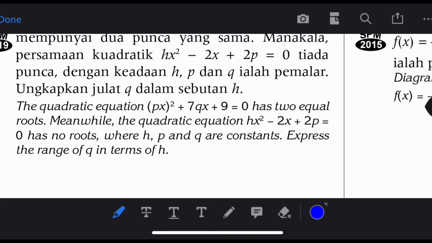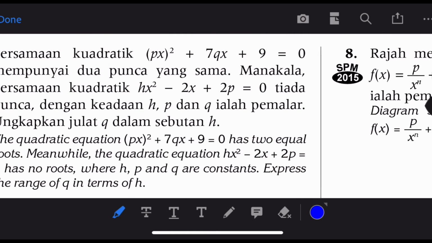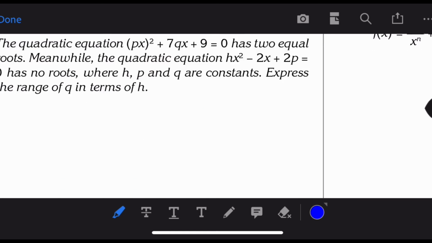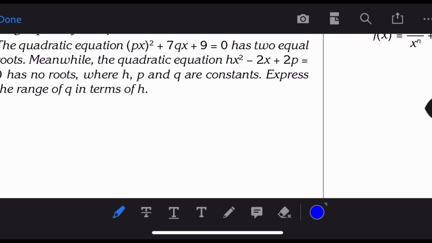Alright, so we will discuss question number 7. Let's see how to do this question. Question number 7 is about the quadratic equation. Given the quadratic equation, okay, let's see how to do.